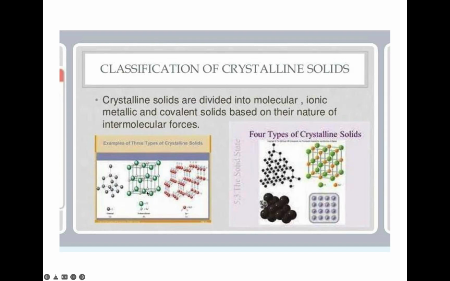Okay, now coming on to the classification of crystalline solids. Crystalline solids are divided into molecular, ionic, metallic, and covalent solids.